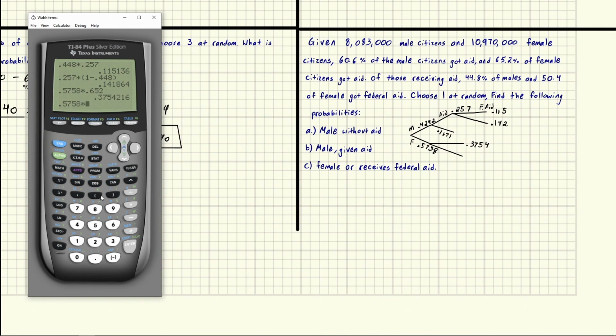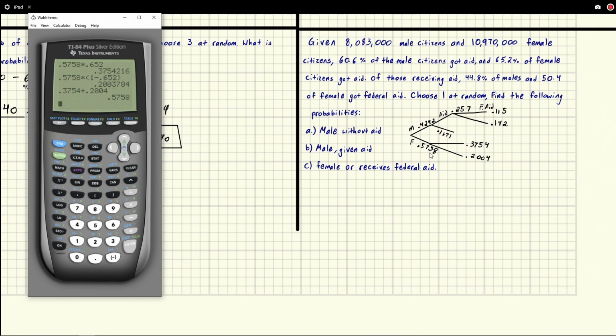And then if we do that same thing, 0.5758 times 1 minus 0.652, right? These are the ones that do not get aid. We get out 0.2004 when rounding. We can check this by adding them together. 0.3754 plus 0.2004. And we get 0.5758, which is exact in this case. But even if it wasn't, if it was just barely off, it'd still be fine. It'd be a rounding problem. And then finally, we have federal aid and not federal aid.